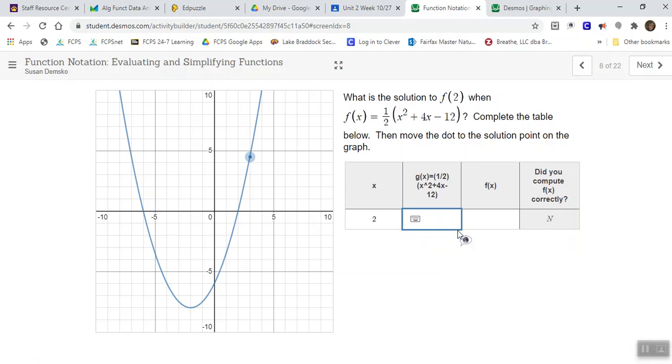So I could have just gone straight to that calculator, done this. It's going to give me my answer 0, and then I'm going to put 0 there. So now I have to find where is x equals 2. X is 2 right here. So now I'm going to move this down to where x is 2. X is 2 and my y is 0.